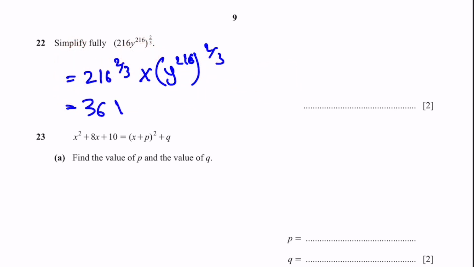So 36 multiplied by, when we take a power of a power, we have to multiply the powers. So y to the power of 216 into 2 by 3, which becomes y to the power of 144. That's the answer, 36 y power 144.